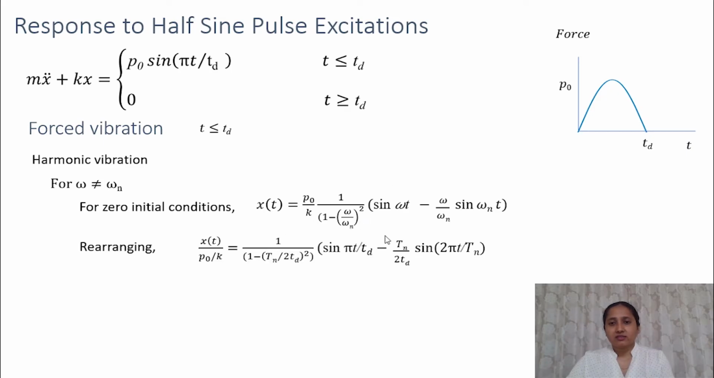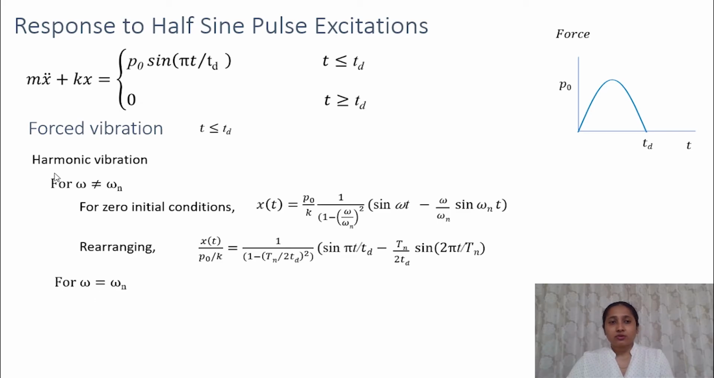So we can rearrange this in terms of natural period. So we can convert this natural frequency to natural period and rewrite this expression, and we can write that this x(t), that is dynamic response, divided by the static response is equal to this expression. Here Td is the duration of the pulse and Tn is the natural period of the system. So when omega is equal to omega n, that is the forcing frequency is equal to the natural frequency, this expression is not valid because this is indeterminate if omega is equal to omega n.